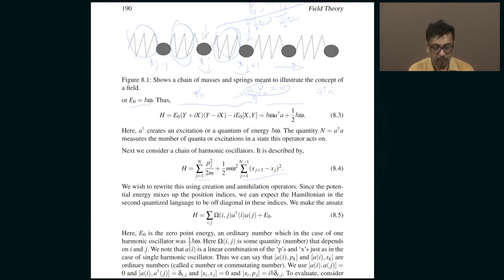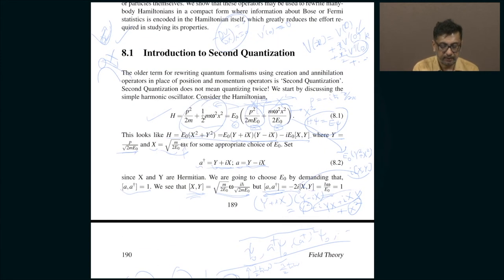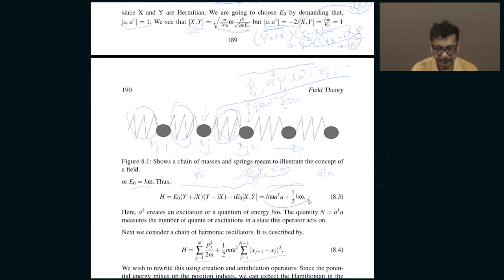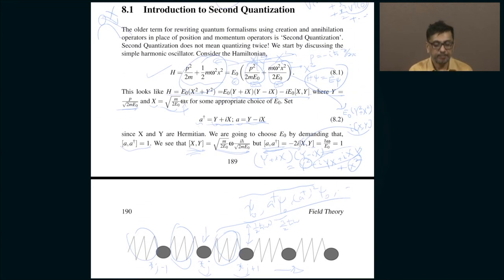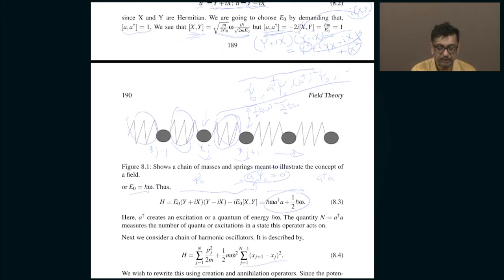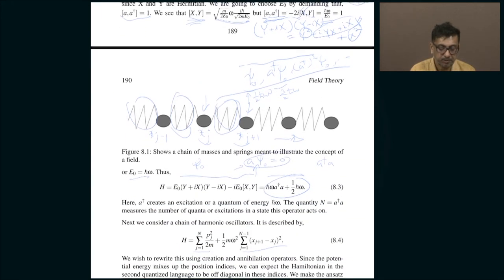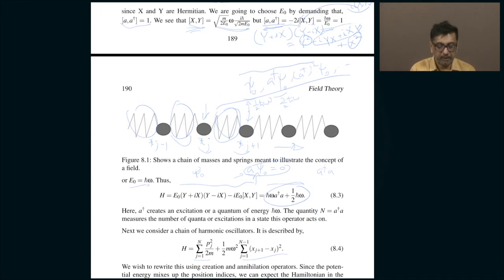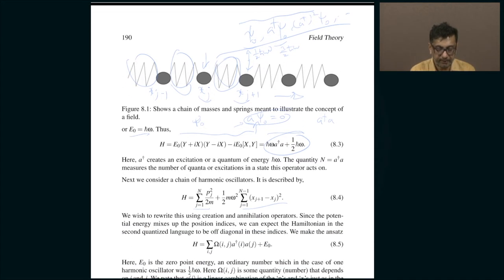So now I want to be able to write this Hamiltonian in terms of A dagger A, just like I did before, where there was a P squared by 2m plus half k x squared, which I wrote like this. Now you see there was only one p and one x there, because it was one mass tied to one spring. But here I have so many masses and so many springs. So clearly I have to have that many A's and that many A daggers.